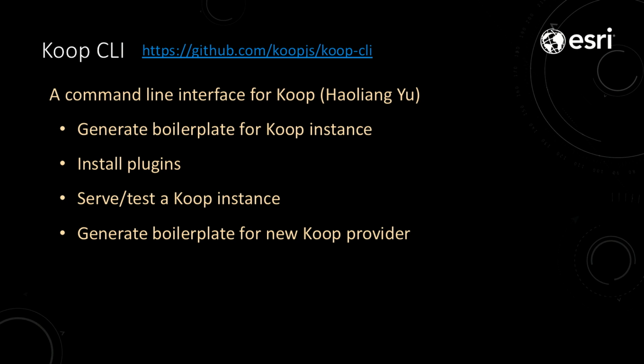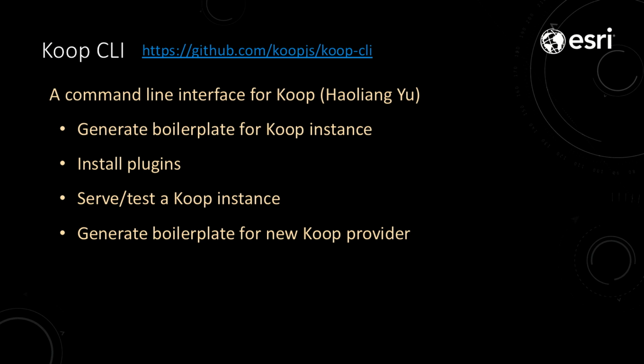And what you can do with the Koop CLI is generate a boilerplate for a Koop instance with just a single command. This used to take maybe using templates and doing your own typing setup, just some tedious tasks that have now been automated. You can also use it to install plugins into a Koop instance. It's got commands for serve and test. And you can also use it to generate boilerplate for a new Koop provider. So if you're starting development on a new Koop provider, this gets you rolling really quickly.